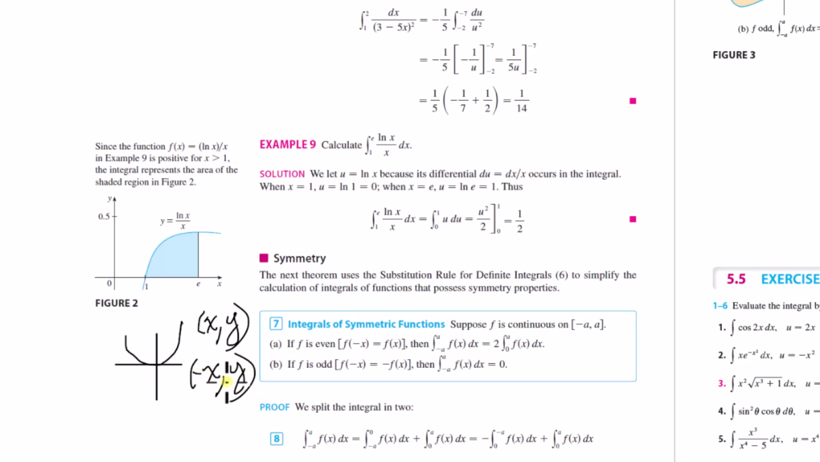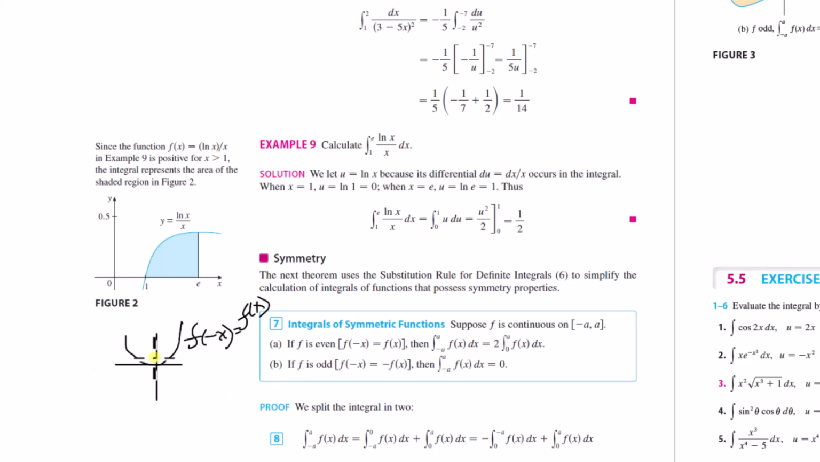In that case, you have what's called an even function. And you test for an even function if f of minus x is equal to f of x, the original function. If you plug in minus x into the function and you simplify and you get back the original function, that's symmetric about the y-axis, and that's called an even function.